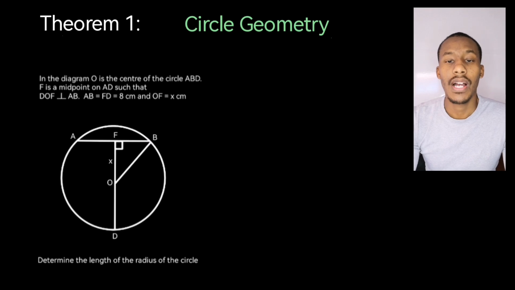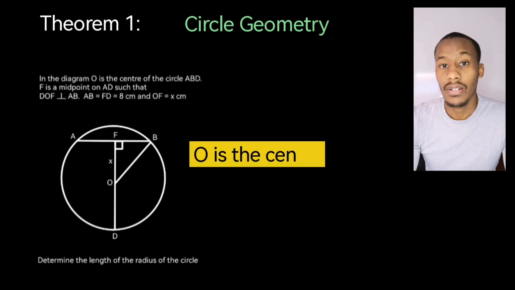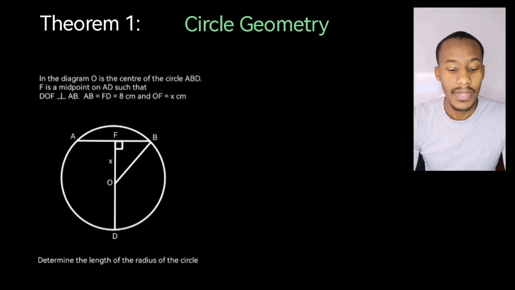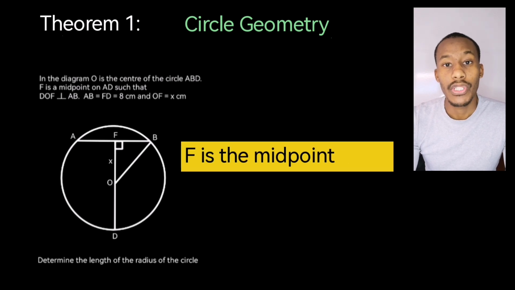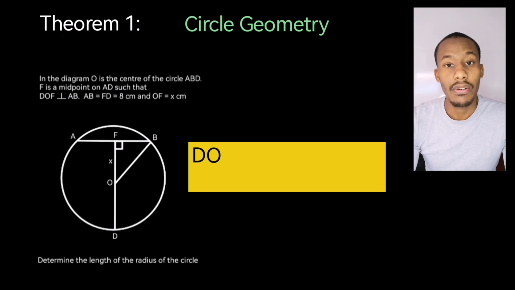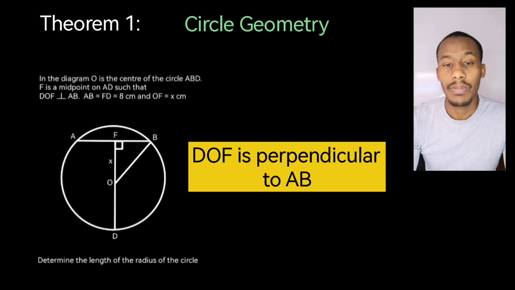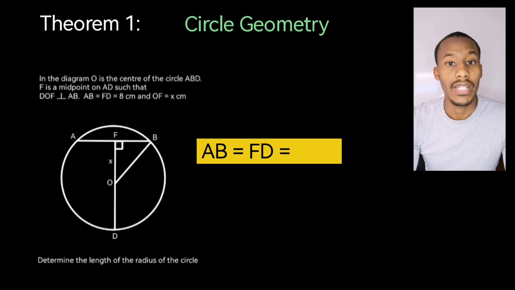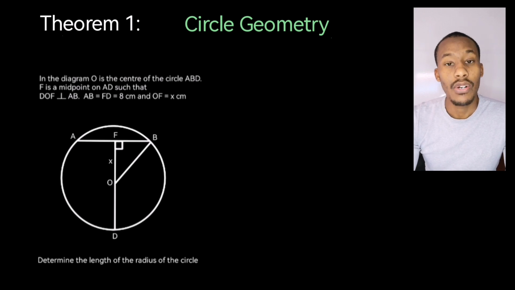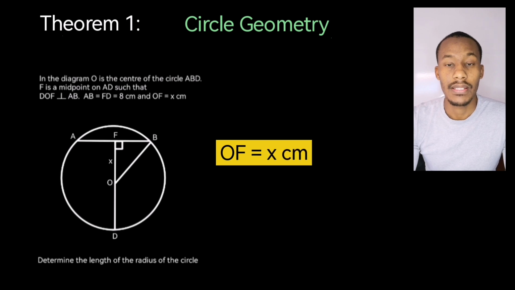Okay, so in this video, I want us to go through an example of the first theorem in circle geometry. In the diagram below, we have O, which is the center of the circle ABD, and F is the midpoint of AD, such that the line DOF is perpendicular to AB. AB and FD are equal. They are equal to 8 centimeters, and OF is X centimeters.